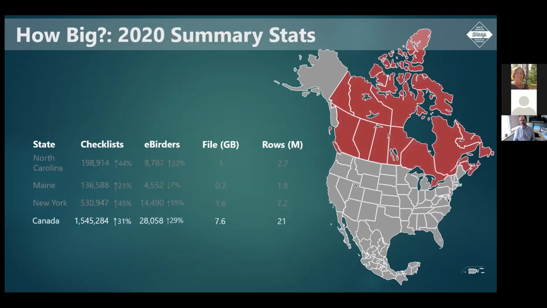And then I decided to compare it to the entirety of Canada, just to see what that looked like. That would be 1.5 million checklists, and you can see the file size there is about 7.6 gigabytes. So depending on the state and how much participation you have, you could have anywhere from a little under a gigabyte to 8 gigabytes for an entire year's worth of data. And that's only 2020 data. Who knows, looking into the future, that's only going to get bigger.